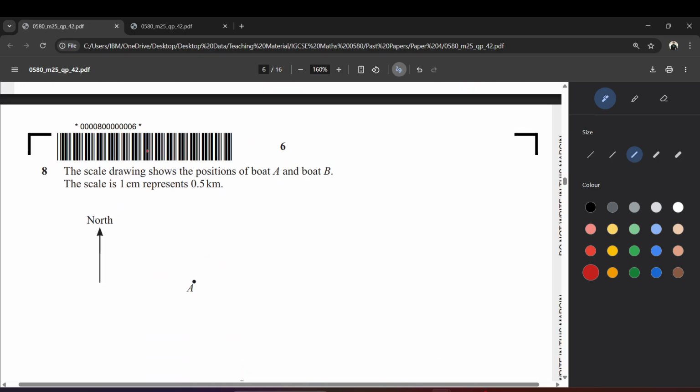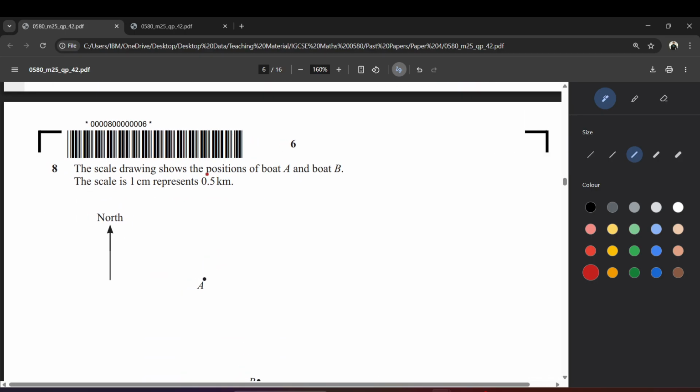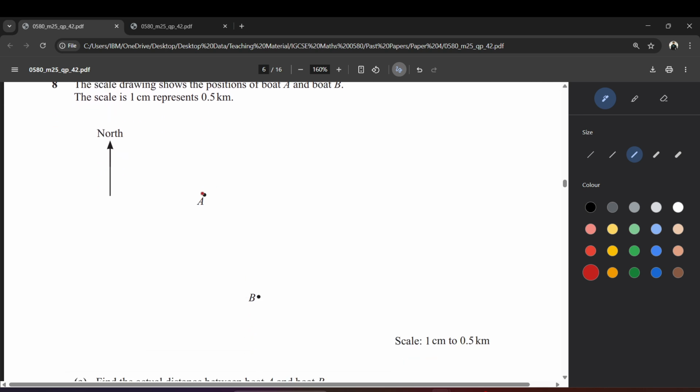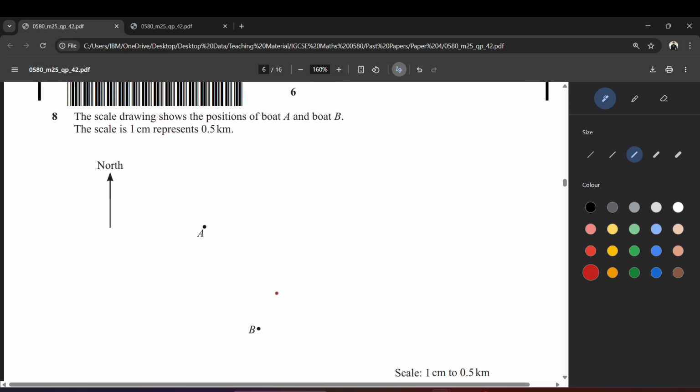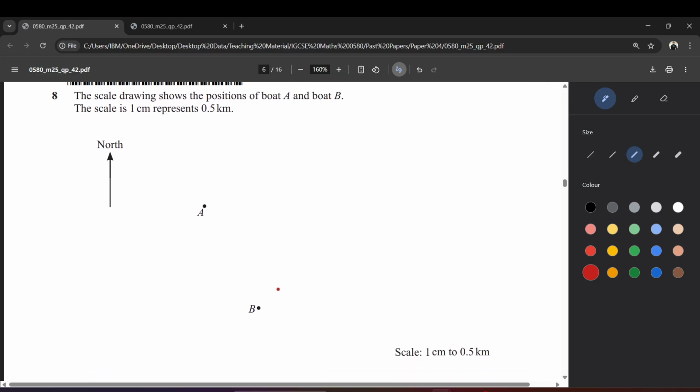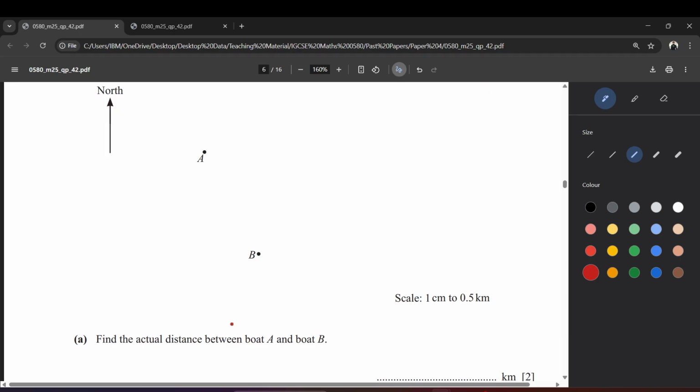Question number 8. The scale drawing shows the positions of boat A and boat B. The scale is 1 centimeter represents 0.5 kilometers. Okay, so you have 2 points A and B. Basically these points represent boats. Find the actual distance between boat A and boat B.